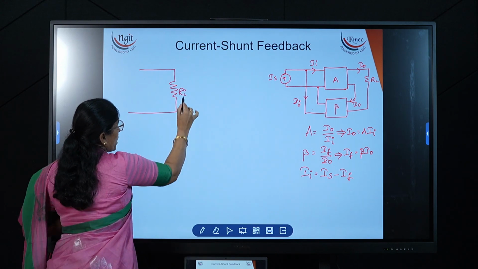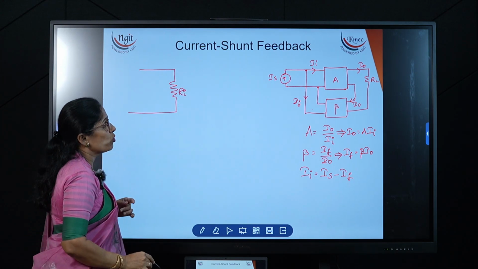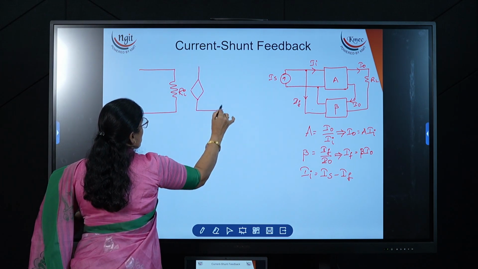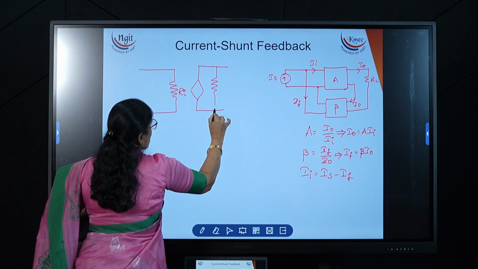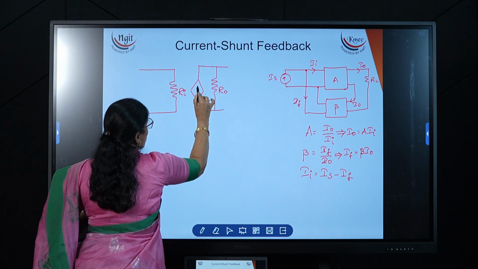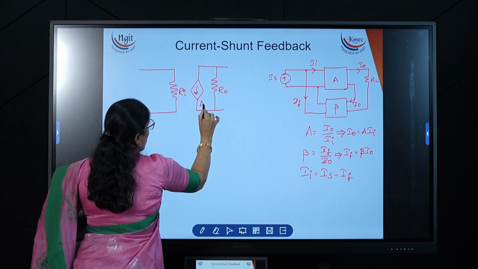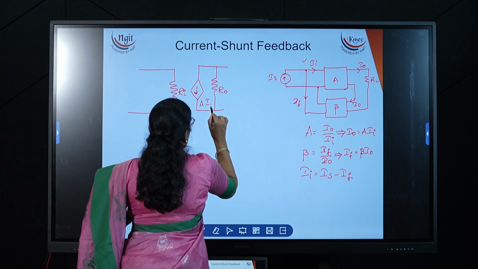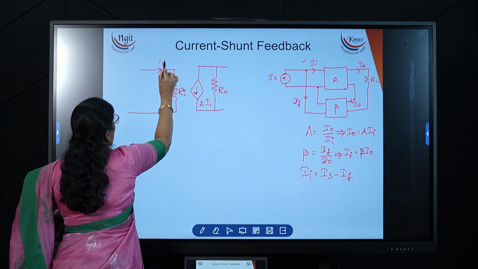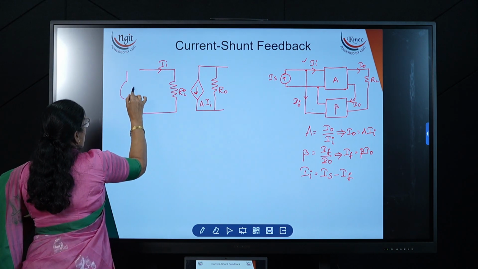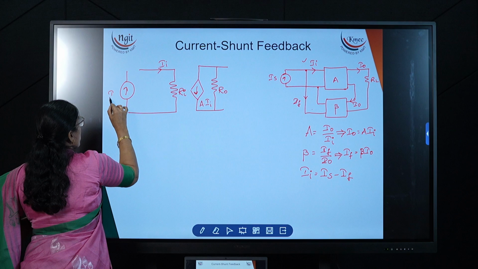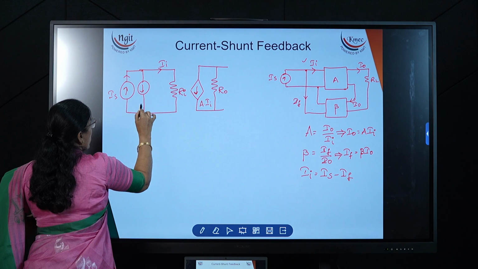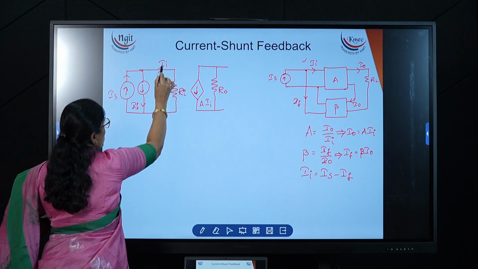Coming to the output side, what is the parameter? Current. Output side current means we have to take the current source in parallel with the resistor, this is R0. And what is this current source? Current source is A into the input parameter, which is II. Now this is II. The source we are applying is IS, flowing in this direction. This is IF, the feedback signal, flowing in the opposite direction, and this is II.